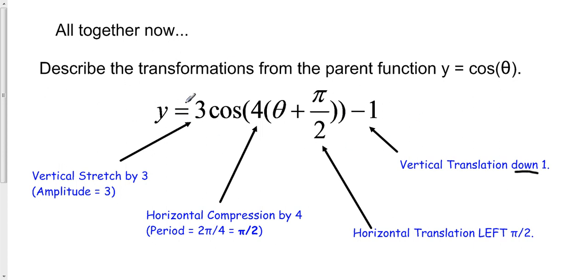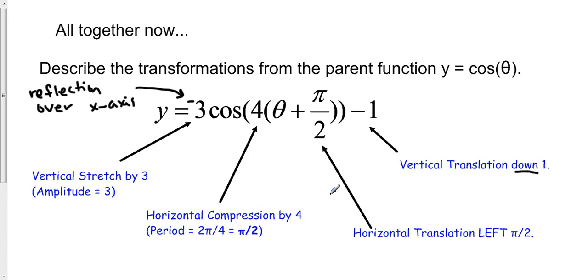Now we haven't talked about what if there's a minus sign out in front? And the minus sign acts just like it does on all the other transformations. This one here would reflect it over the x-axis. So maybe we could write that one down as well. So it's a reflection over the x-axis. Okay, so if there's a minus sign on the outside, it's a reflection over the x-axis.